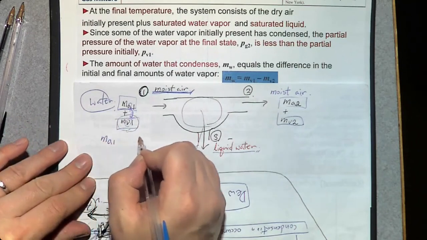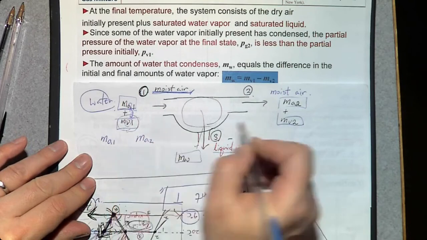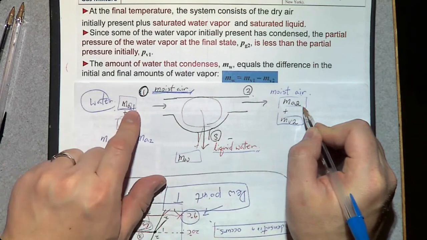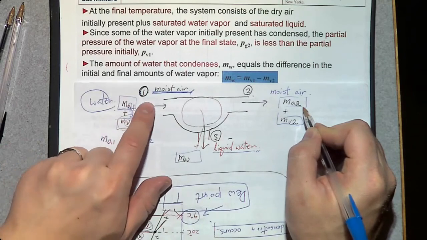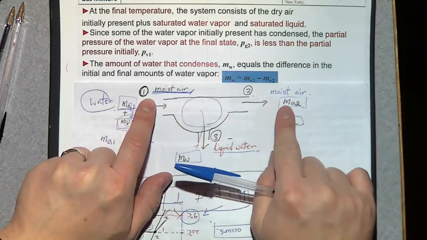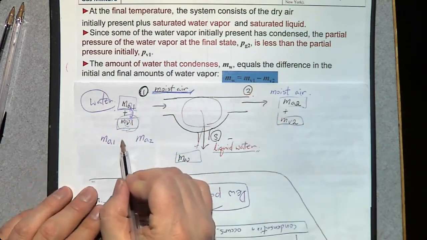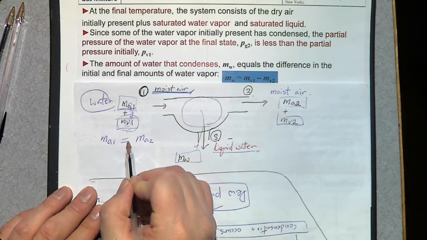What is the relation between MA1 and MA2? Since there's no air at number 3, the mass of dry air at the inlet number 1 should be the same as mass of dry air at the exit number 2. So MA1 is the same as MA2.